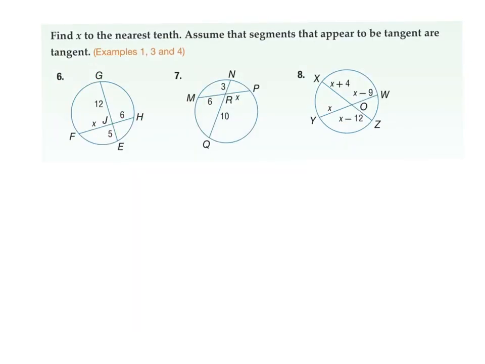So let's have a look at question number 6. All right, this is where they cross on the inside of the circle. So it's just 12 times 5, and that equals 6 times x. All right, so 60 equals 6x, so x is going to equal 10. And that's all it's asking you for, but it does say to the nearest tenth. So if you get any questions to a decimal, make sure you answer it correctly.